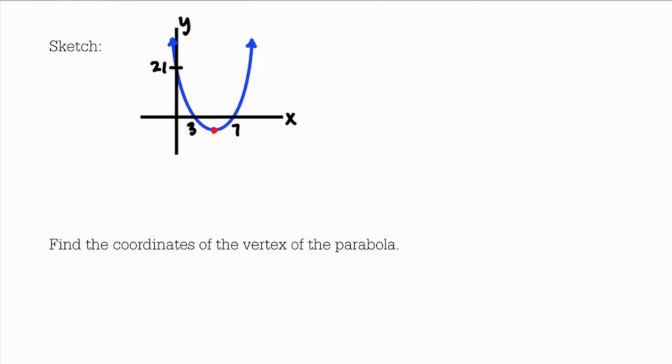But we can see that the x-coordinate of the vertex should be halfway between the zeros, just by the symmetry we know a parabola has. So I should be able to say x is equal to 3 plus 7 divided by 2. I should be able to average the x-coordinates of the x-intercepts and get the x-coordinate of the vertex. So that would be 10 divided by 2, which is 5.